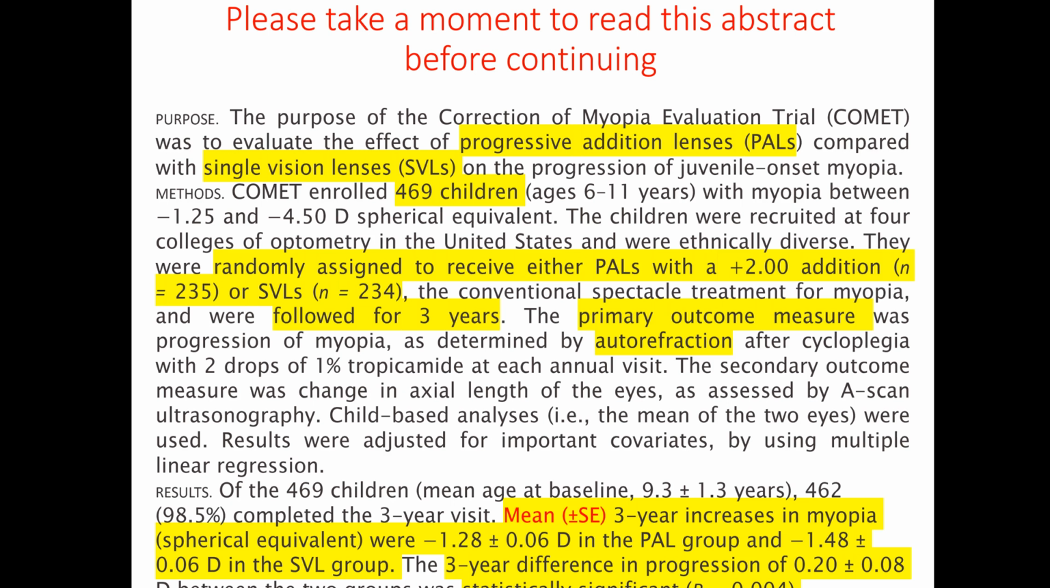And what they found was that the 3-year increases in spherical equivalent were -0.28 diopters in the PAL group and -1.48 in the SVL group. In other words, the single vision lenses were worse than the PALs, progressive addition lenses. The 3-year difference was 0.2 diopters between the two groups, and those differences were statistically significant. Okay.